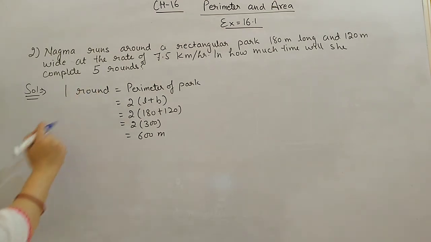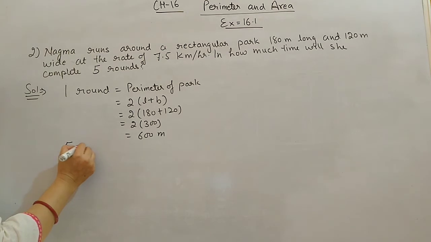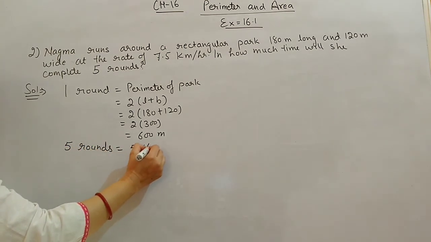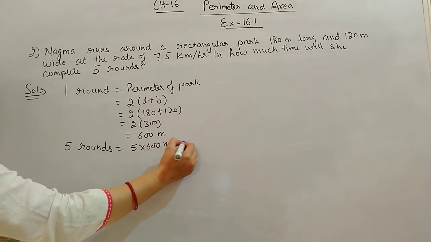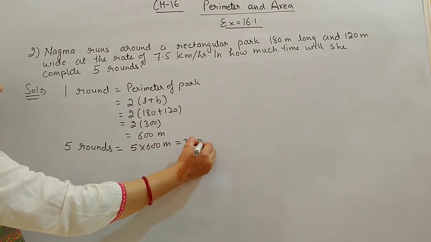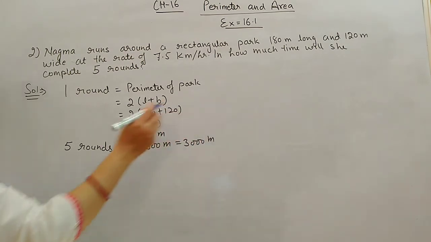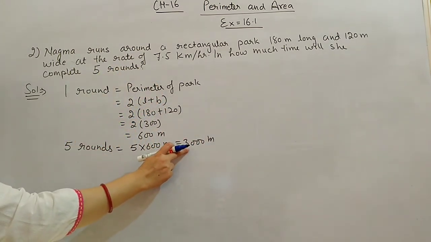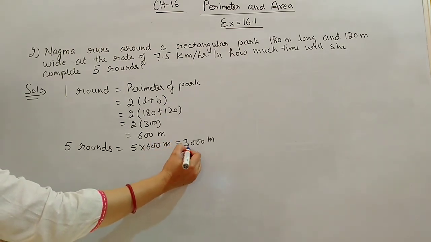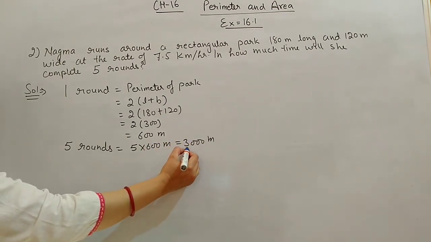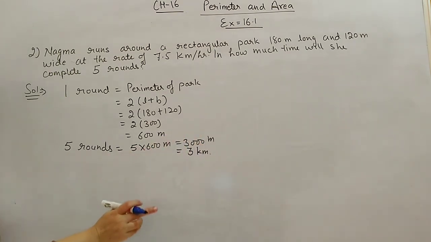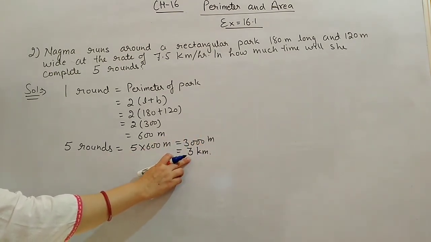Next, we have to find out the distance covered in 5 rounds. So 5 rounds will be equal to 5 into 600, which is equal to 3000 meter. And see, speed is given here in kilometer per hour. So we will change this meter into kilometer. 3000 meter will be equal to 3 kilometer. So total distance she will cover in 5 rounds is 3 kilometer.